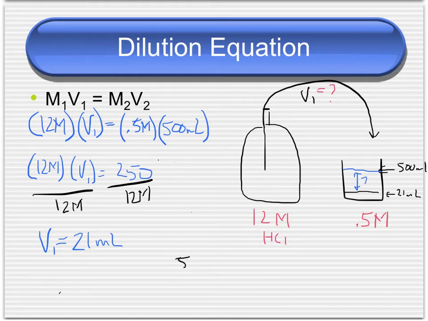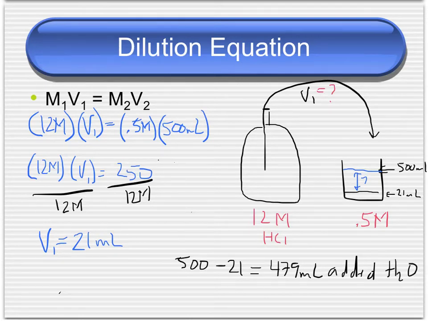Well, if I need 500 and I'm already at 21, that means I'm going to need to add 500 minus 21, which is 479 milliliters. And that's how much H2O I will add. Okay, so to create this, I'm going to pull out 21 milliliters of the 12 molar, put it in a beaker, add 479 milliliters of water, and bada bing, bada boom, I got myself 500 milliliters of 0.5 molar HCl.